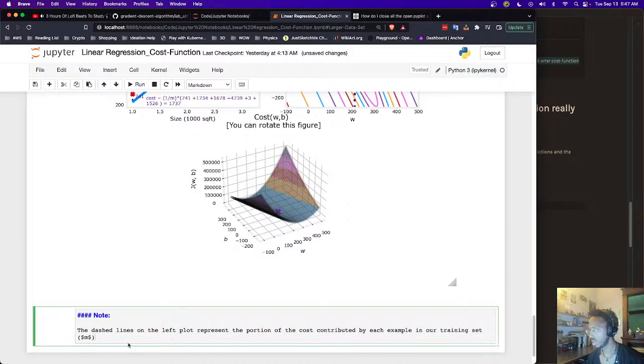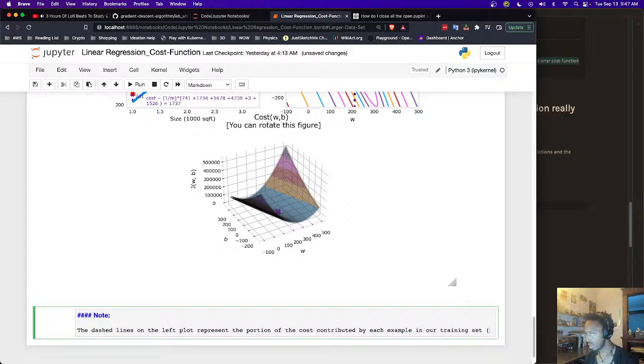Represents the training set. Each example in the training set. Actually, I'm not going to do M. M is the length. How should I say that? Each example in the training set. I don't know if there's a specific way. I can do it like this.